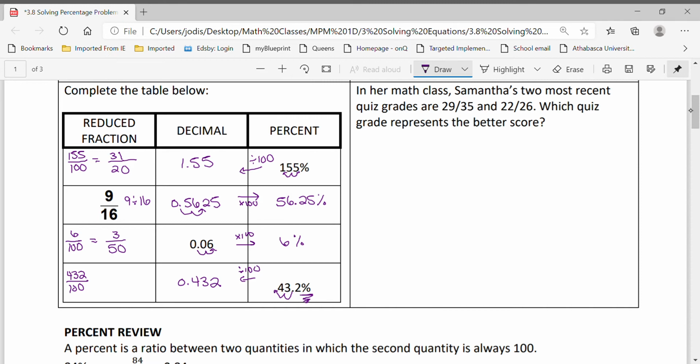This first one is 155 over 100 because it's 155%. It's more than 100%. My decimal is 1.55, right? So that means I have one whole and then 55 out of 100.